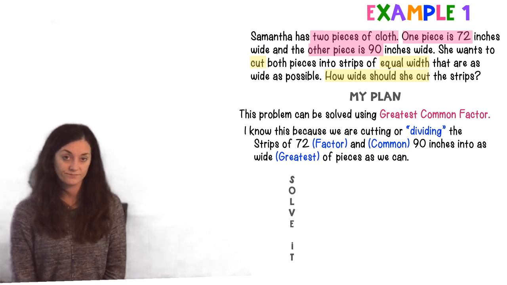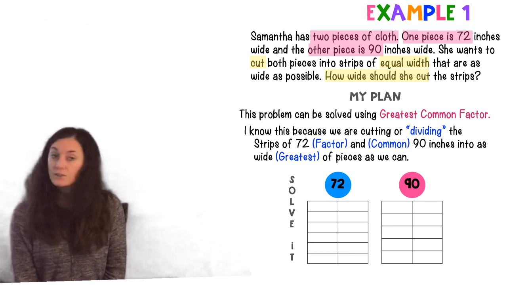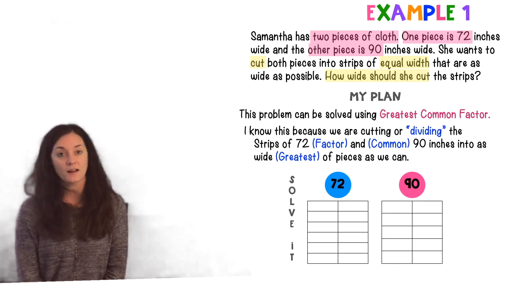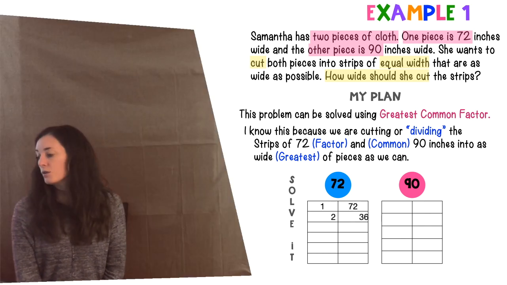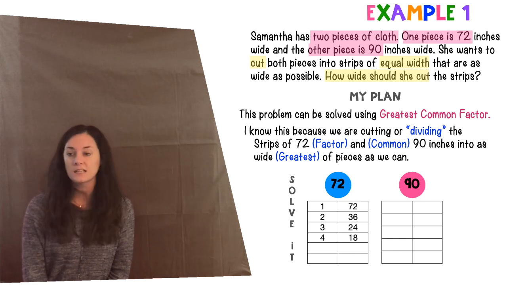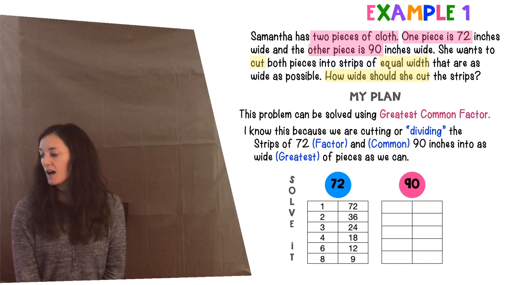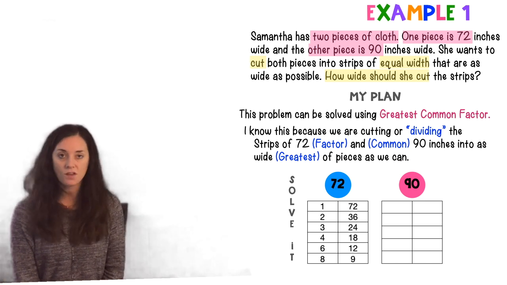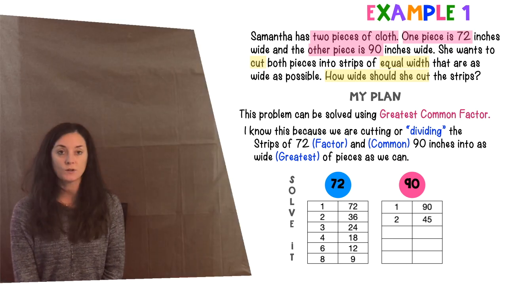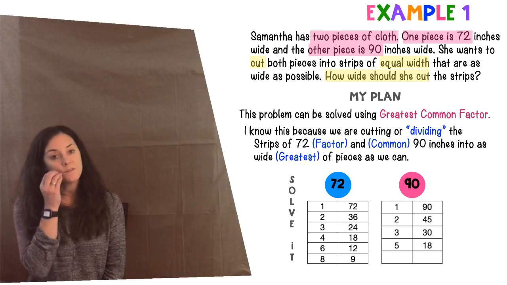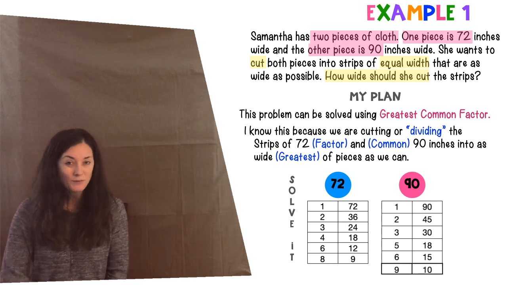So let's do it. I'm going to list out my 2 numbers, and I'm going to start listing my factors. You can also use the cake method or the factor tree. I'm going to list and compare. So I have 1 and 72, 12, and I have 8 and 9. Let's do the other one. I have 1 and 90. I have 2 and 45. I have 3 and 30. I don't think 4. Nope. 5 and 18. 6 and 15, and then I also have 9 and 10.